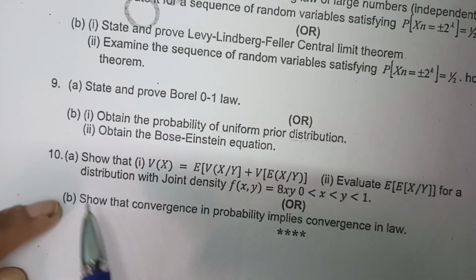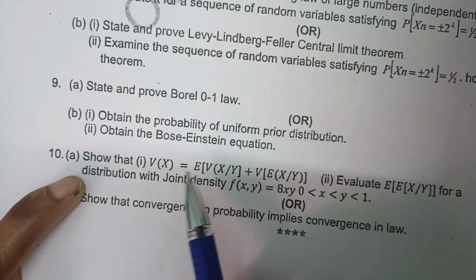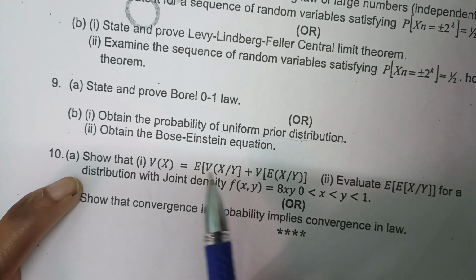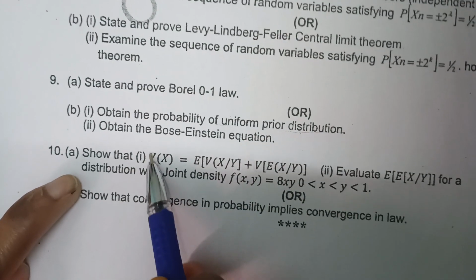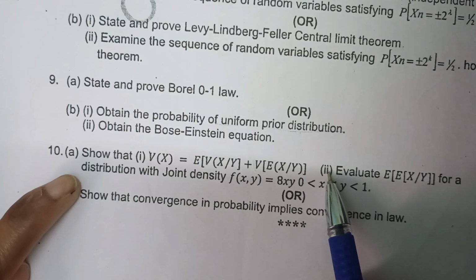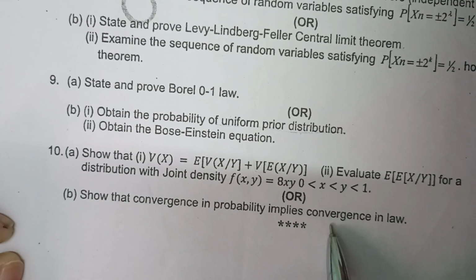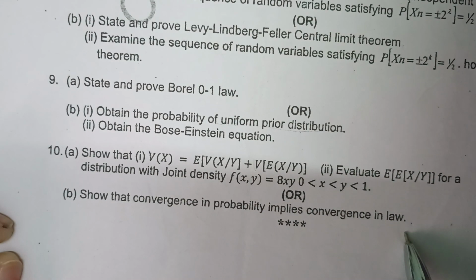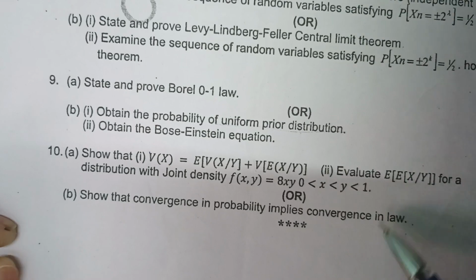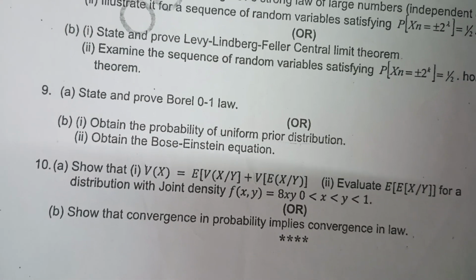Okay. And the 10th question is the relationship between the conditional variance and conditional expectation. And there is a theorem and there is a problem here. Okay. And the last one is: show that convergence in probability implies convergence in law. These are the implications. This is a very easy paper, right? If you compare it with the backlog paper we have just seen before.